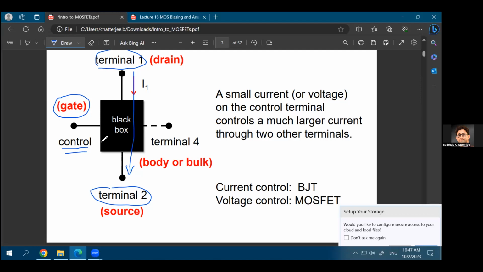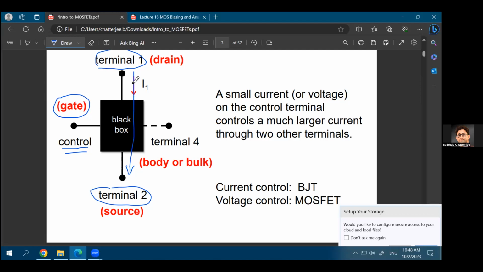But here, in the case of a MOSFET, you can control how much current you want to flow through the device by providing a gate voltage or a control voltage. Why is it called the gate? Because again, from your diode concepts, you know that you can use a diode as a gate. You can open the gate, you can close the gate. Here you can control how much you are going to open the gate or how much you are going to close the gate. So you have more control than a 2-terminal device.